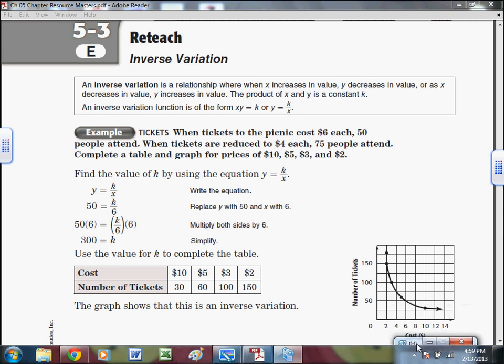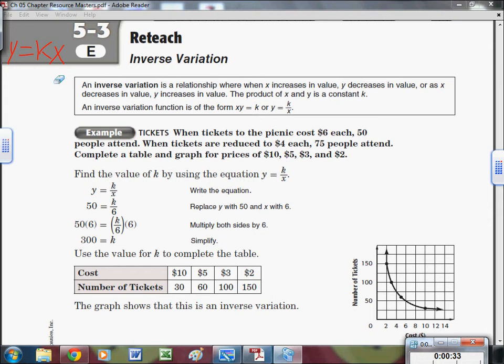Okay, so let's talk about inverse variation. Now, inverse variation is not quite the same thing as direct variation, and in fact, it looks slightly different, but they relate in a very consistent way. As a brief reminder, direct variation had the format of y equals kx, some number times x. That was direct variation.